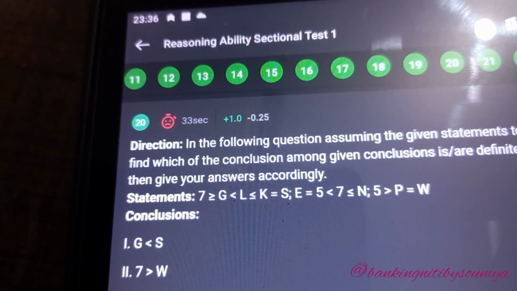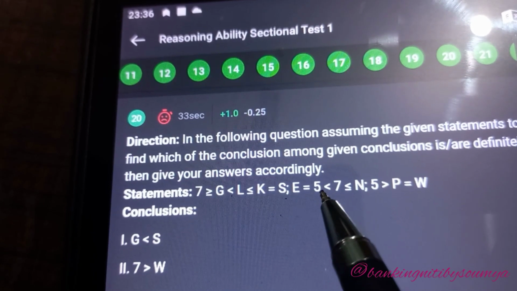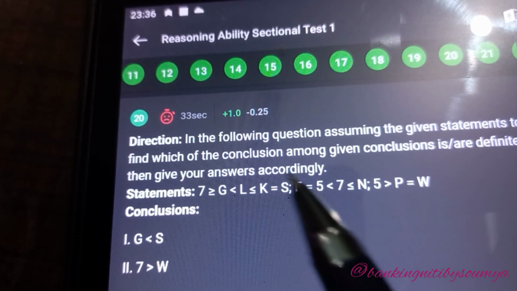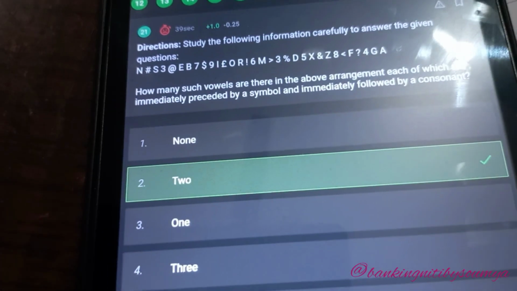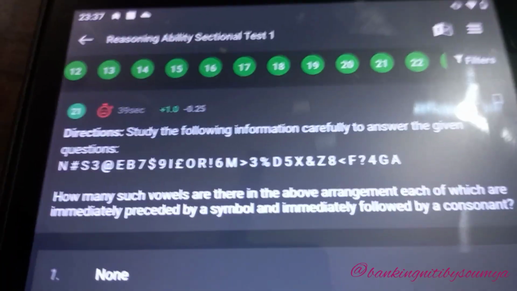Now the second conclusion is 7 is greater than W. So we can move here, 7 is greater than 5 and 5 is greater than W. It is true. So both the conclusions are true. Now the next question is about our alphanumeric series. It is very easy to solve.